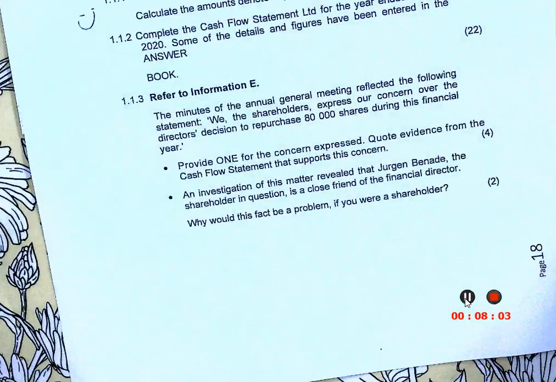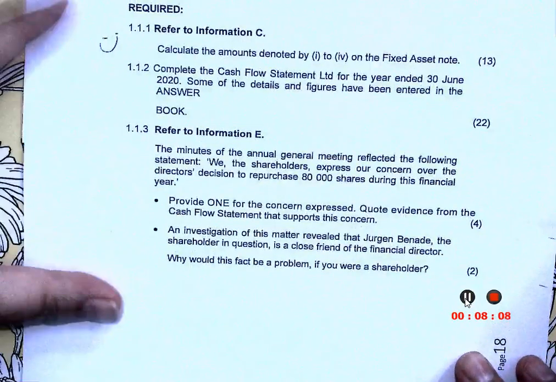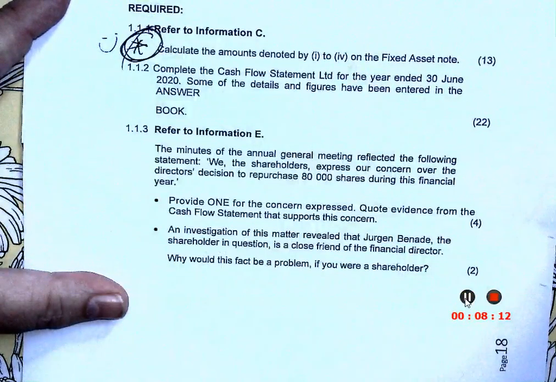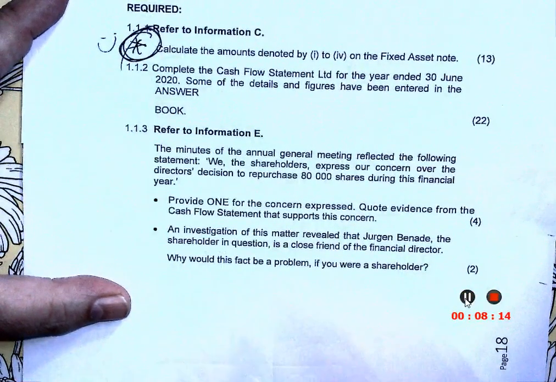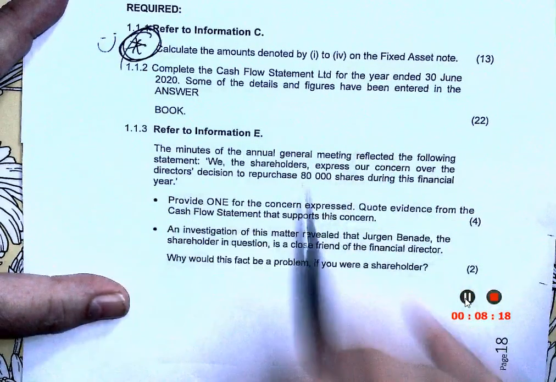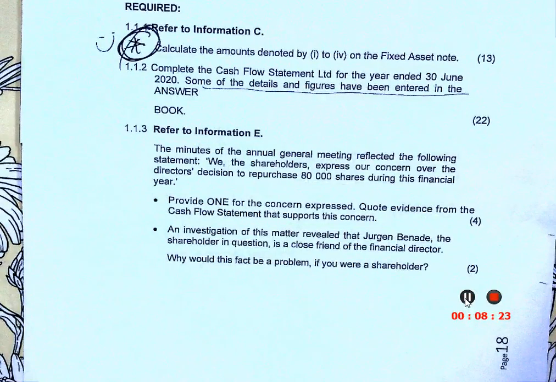Not getting Demakar. So we've done this one. But you're going to make a little thing for yourself here. So you remember there's still something you need to fix. Okay. Now, complete the cash flow statement for the year. Some of the details and figures have been entered. Yes, we saw that. Here we go. So here is my cash flow.